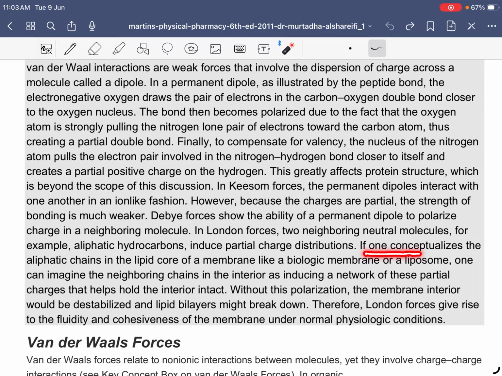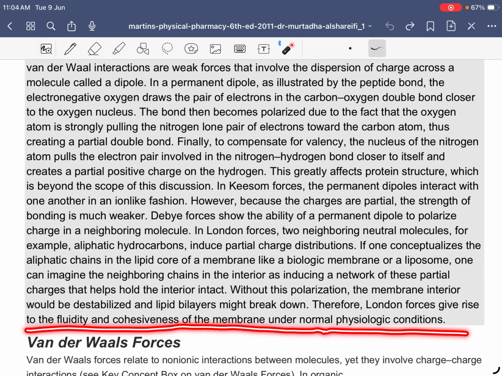If one conceptualizes the aliphatic chain in the lipid core of a membrane, like a biologic membrane or a liposome, one can imagine the neighboring chains in the interior inducing a network of these partial charges that helps hold the interior intact. Without this polarization, the membrane interior would be destabilized and the lipid bilayer might break down. Therefore, London forces give rise to the fluidity and cohesiveness of the membrane under normal physiologic conditions.